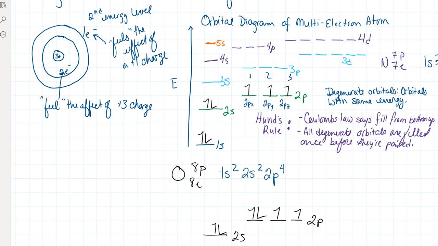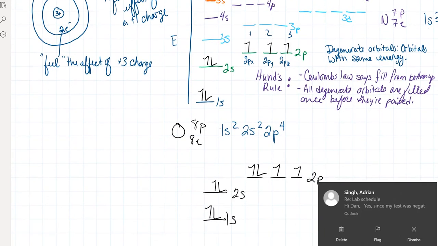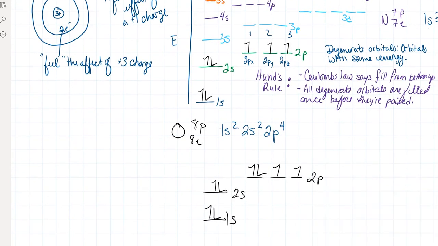Hund's rule tells us that all degenerate orbitals are filled one at a time, and the Pauli exclusion principle says we have to have one electron up and one electron down to give each electron a unique set of quantum numbers. We're going to continue along this same trend with just a few more examples. Let's take a look at a couple more orbital diagrams.